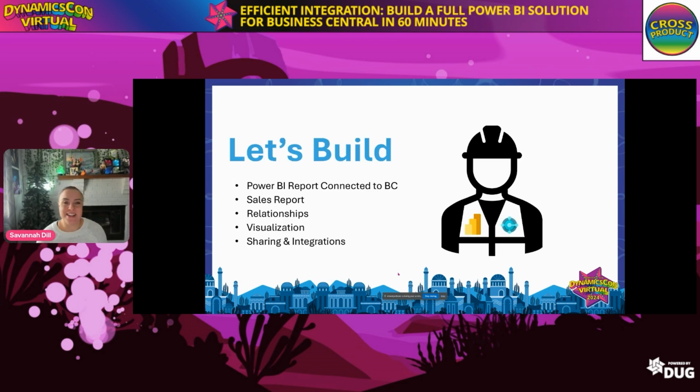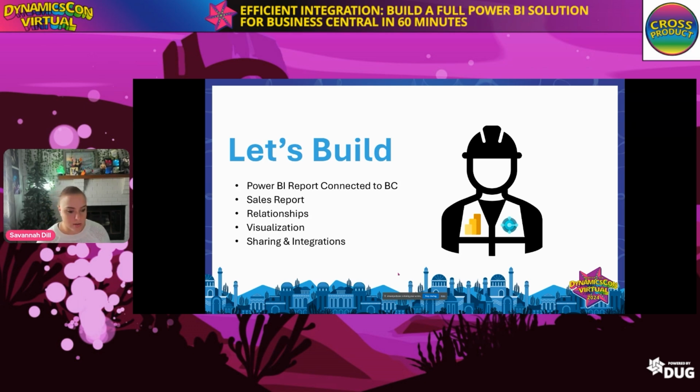Okay, so enough of the crash course. Let's get to building. So what are we going to be building today? We're going to be building a Power BI report that's connected to Business Central. It's going to be a sales report, and we will cover relationships, visualizations, and sharing and integrations with other Office applications if we have time to do so.